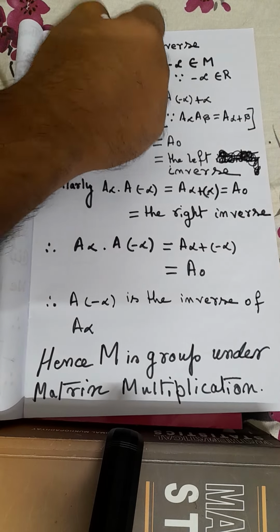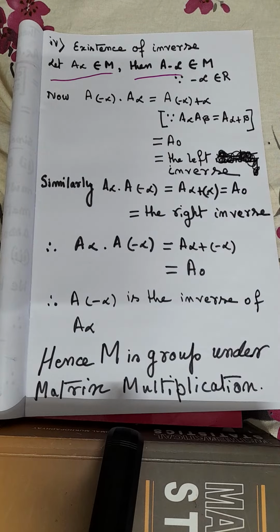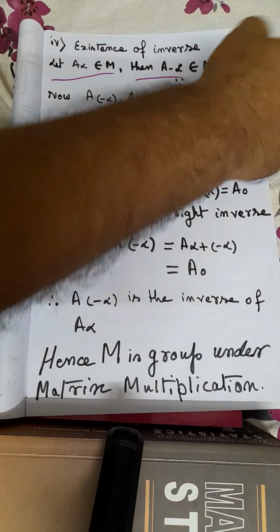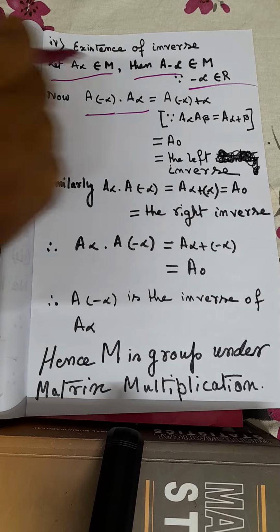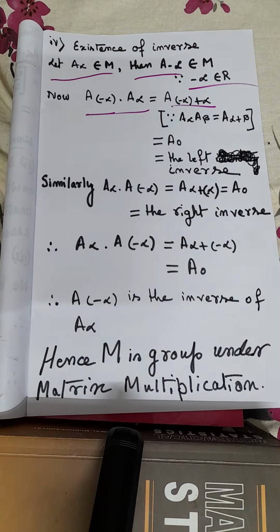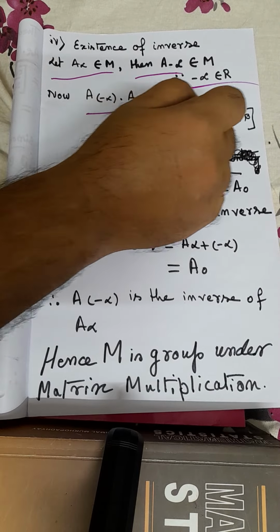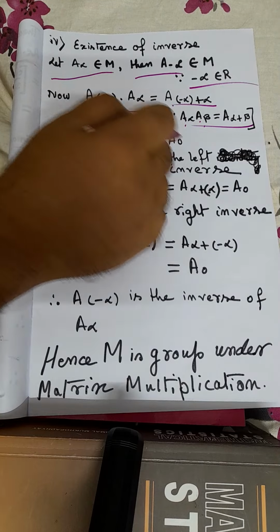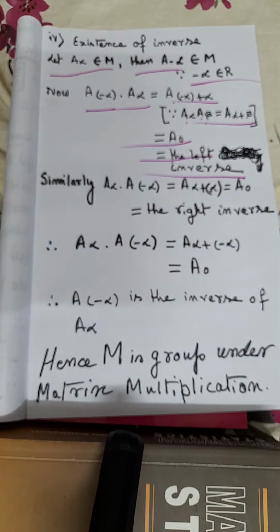Let A alpha belongs to M, then A minus alpha belongs to M. Therefore minus alpha belongs to R. Now A minus alpha into A alpha equals A of minus alpha plus alpha, because we have already seen that A alpha into A beta equals A of alpha plus beta, correct? So that will give us A0. So this is the left inverse.